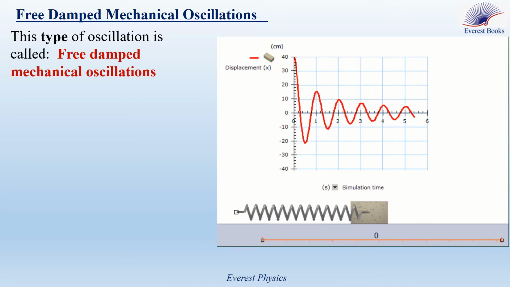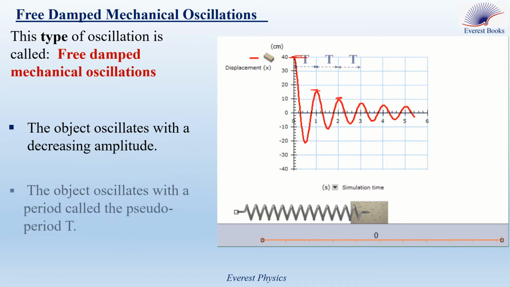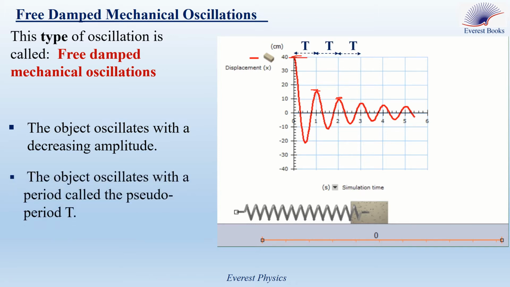Now let's talk about the amplitude. It was 40 centimeters at the beginning, and then it becomes 15 centimeters, and then 10 centimeters. So the object oscillates with a decreasing amplitude. Now let's talk about the period. The object oscillates with a period called the pseudo-period T.